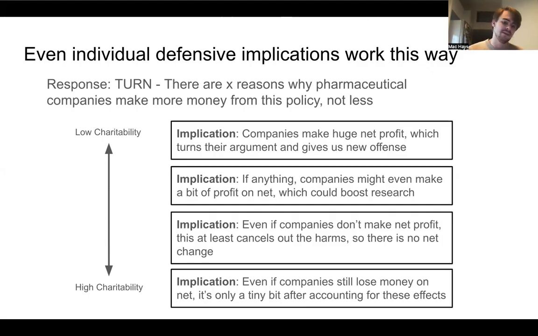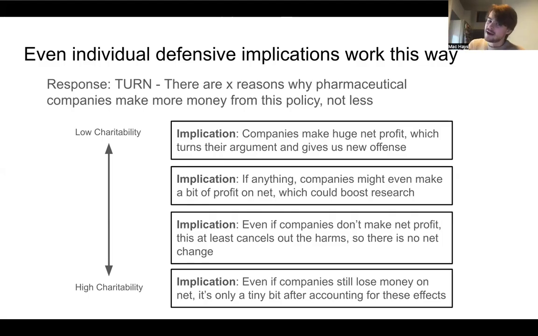And then finally, the most charitable implication of this would be even if companies still lose money on net, so even if there is a link, it's only a tiny bit after you account for the effects that might boost their profits. Like maybe they lose $100 per drug, but they make an extra $90 per drug. They're only losing about $10 on net. And this is not that bad. And then the implication of this is obviously weighing, right? If they're only losing $10 per drug, this is only 10% of your original impact and/or your original link. This makes your impact much smaller compared to ours, which is very big. And so it allows us to do some magnitude weighing or something.